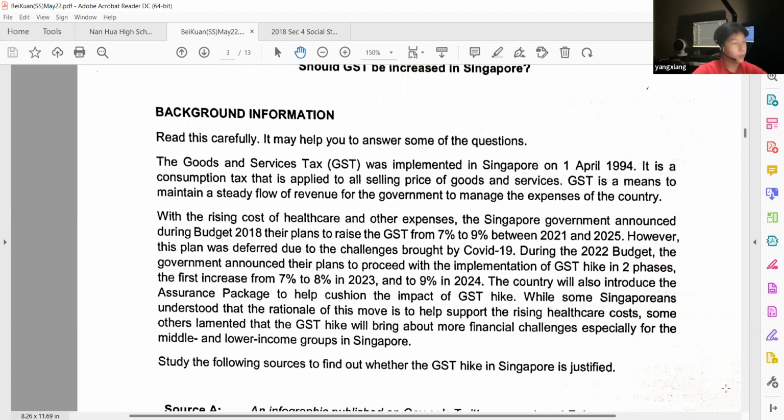During the 2022 budget, the government announced their plans to proceed with the implementation of GST hike in two phases. The first increased from 7% to 8% in 2023 and to 9% in 2024. The country will also introduce the assurance package to help cushion the impact of GST hike. While some Singaporeans understood that the rationale of the move is to help support the rising healthcare costs, some others lamented that the GST hike will bring about more financial challenges, especially for the middle and low income groups in Singapore.